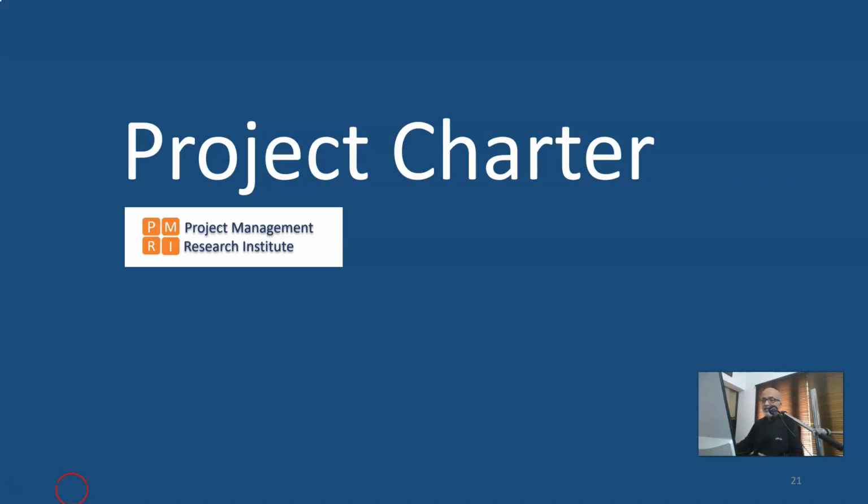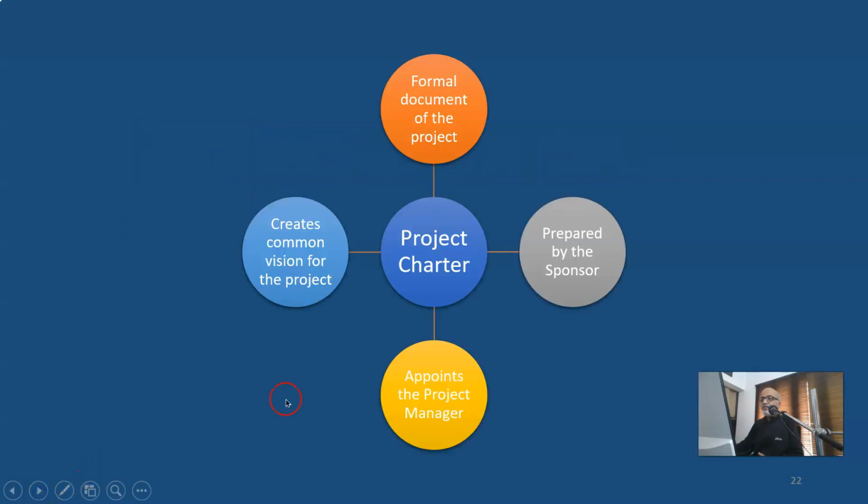Let us try to understand the project charter, which is one of the outputs of the initiation process. The project charter is a formal document of the project, and most probably this is the first formal document that gets created for the project. It is prepared by the project sponsor, and through the charter a project manager is appointed, and it creates a common vision for the project.